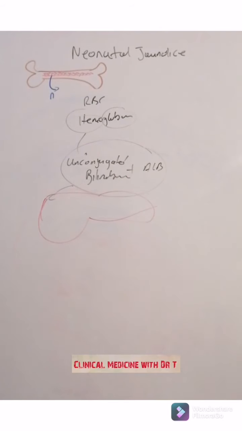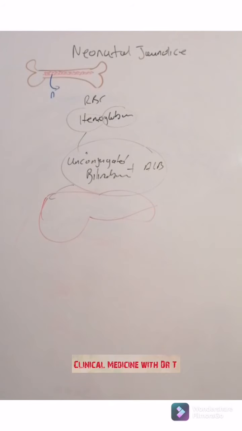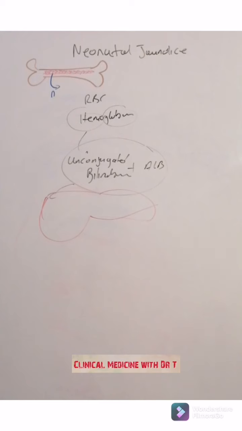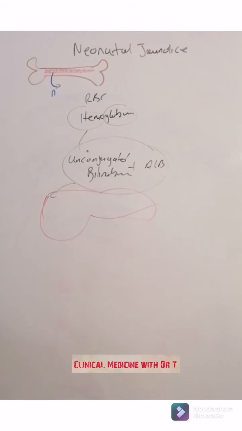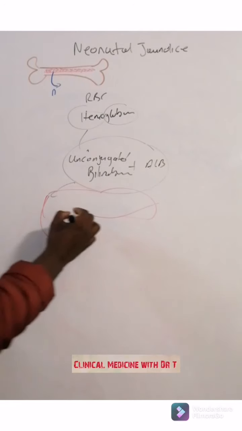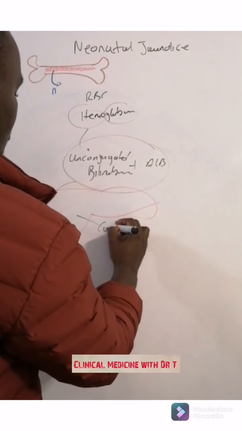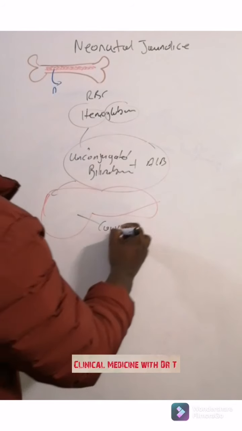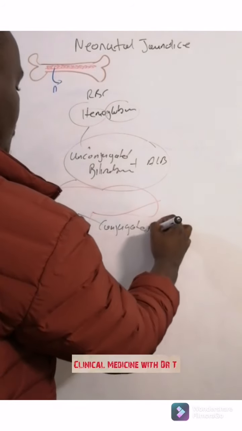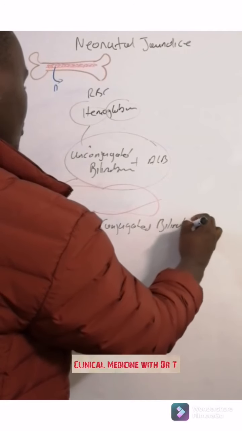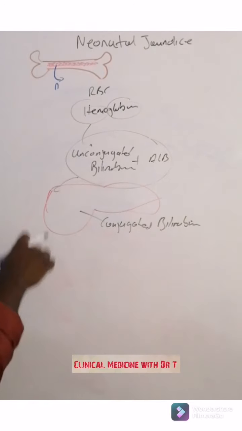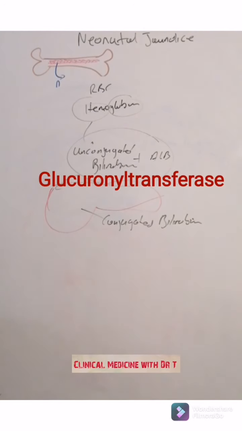So when it gets to the liver, the hepatocytes uptake the complex, and then the albumin is released. But then for the unconjugated bilirubin, there's an enzyme that acts on that complex and converts the unconjugated bilirubin into conjugated bilirubin, which is water soluble. When I remember this enzyme, I'm going to put the name of that enzyme in the comment section.